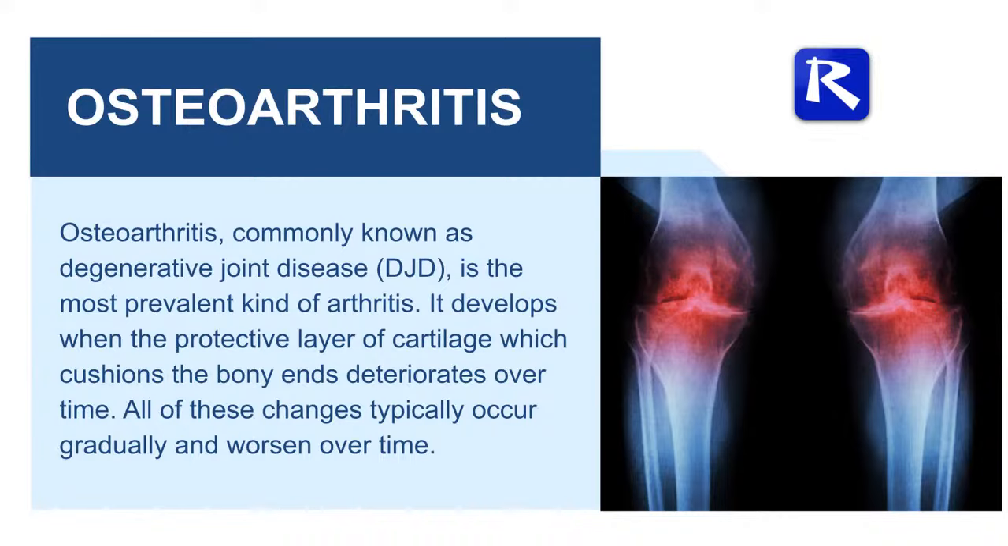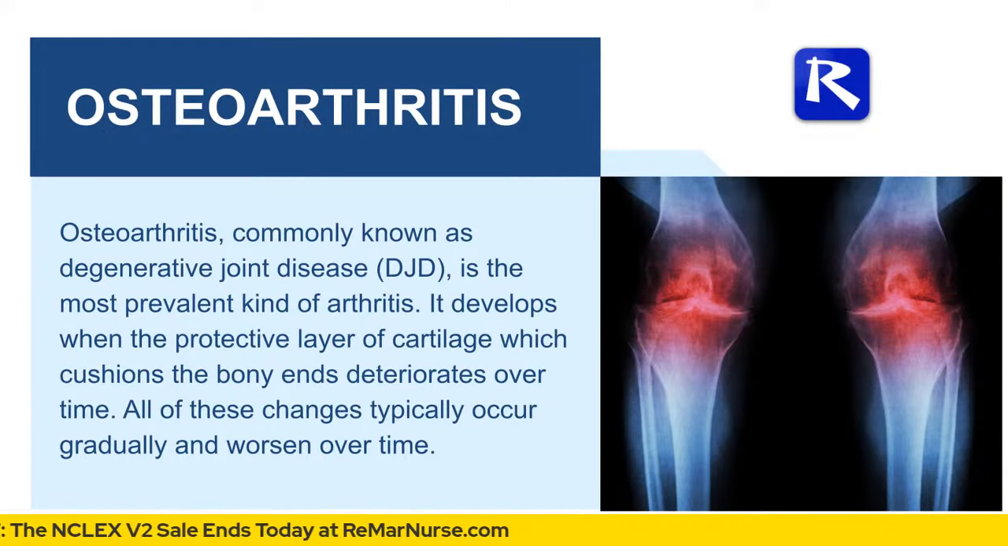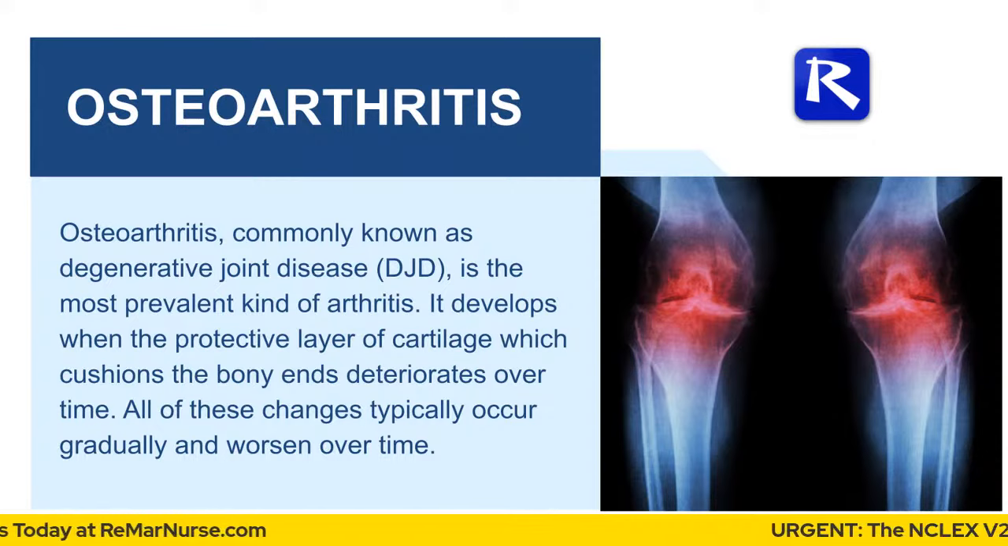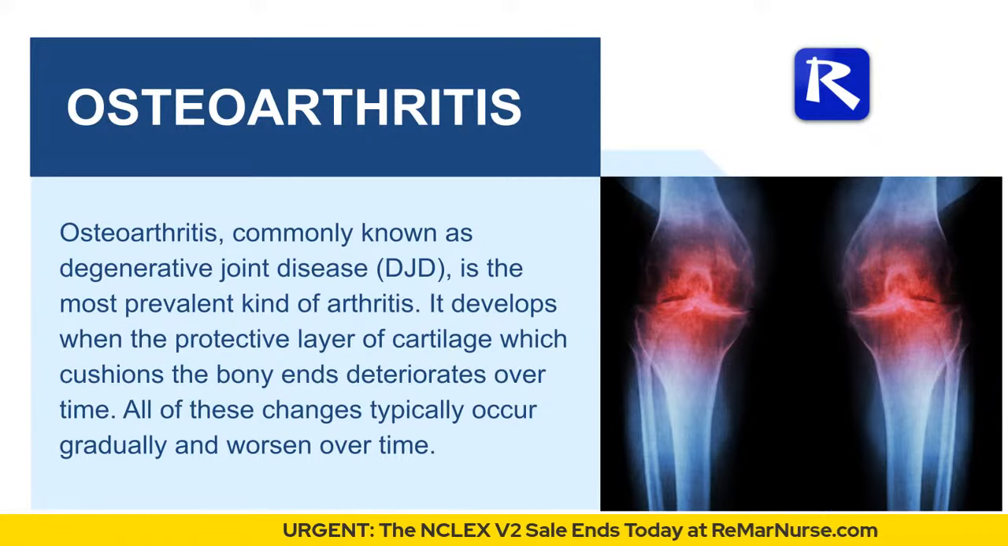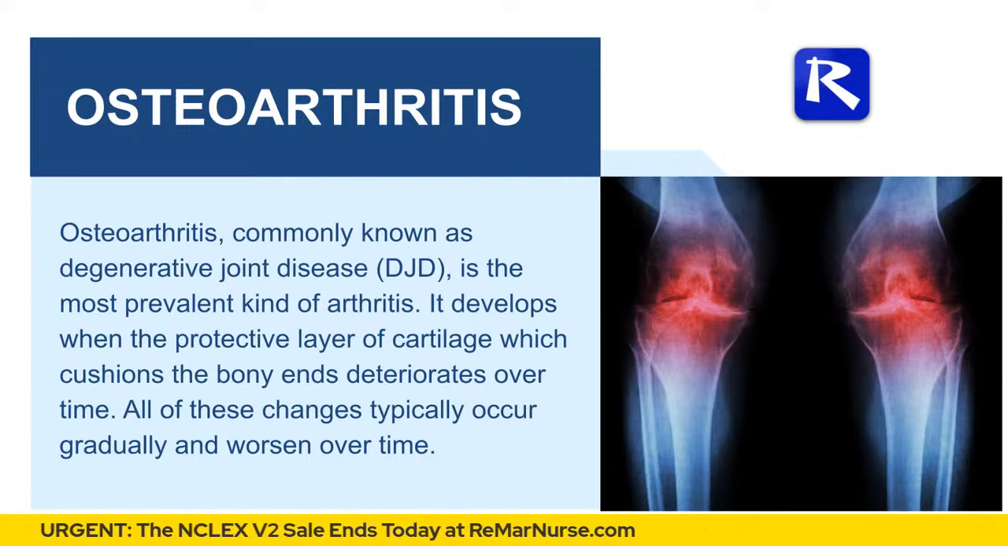So osteoarthritis, commonly known as degenerative joint disease, is the most prevalent kind of arthritis. It's the most common kind of arthritis. And so what happens is it develops when the protective layer of cartilage, which cushions the bone, deteriorates over time. And so all these changes that happen, they start off and they're not so bad at first, but then they get gradually worse over time, okay?